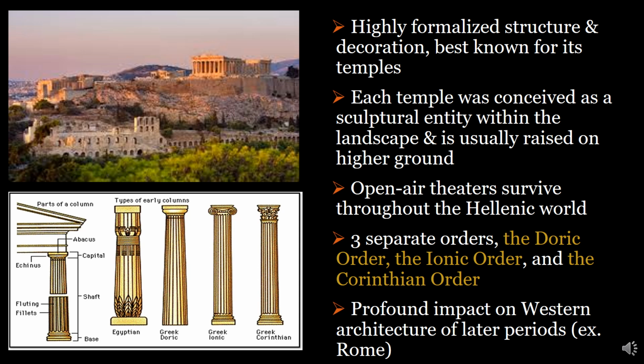Greek architectural style can be divided into three separate orders: the Doric order, the Ionic order, and the Corinthian order. These styles have had a profound impact on Western architecture of later periods. In particular, the architecture of ancient Rome grew out of Greek architecture. Revivals of classicism have also brought about renewed interest in the architectural styles of ancient Greece.